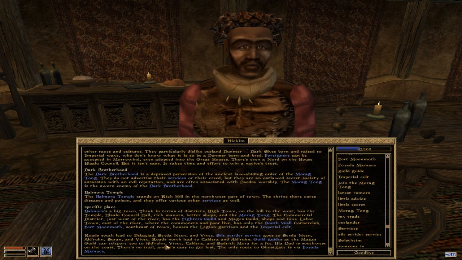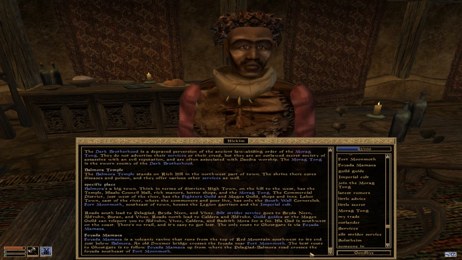Roads south lead to Pelagiad, Seyda Neen, and Vivec. A Silt Strider service goes to Seyda Neen, Ald'ruhn, Suran, and Vivec. Roads north lead to Caldera and Ald'ruhn. Guild guides at the Mages Guild can teleport you to Ald'ruhn, Caldera, and Sadrith Mora for a fee. Khuul is southwest on the coast. There's no trail and it's easy to get lost. The only road to Ghostgate is via Foyada Mamaea.